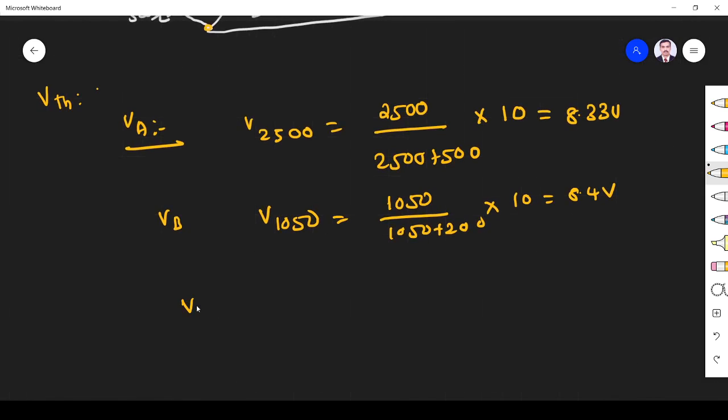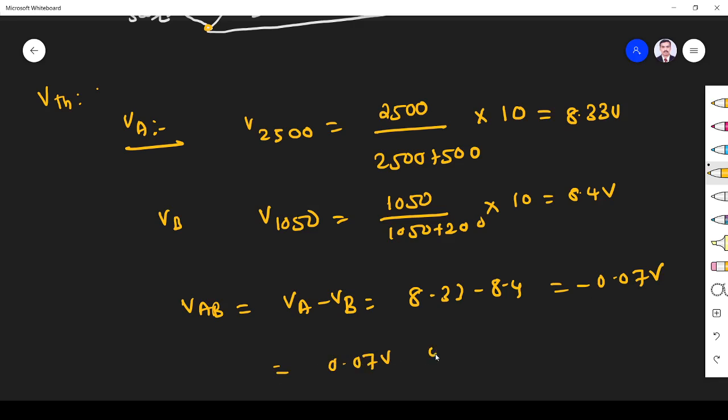So what is VAB? VAB is our VOC or VThevenin. VA minus VB, so 8.33 minus 8.4 is equal to minus 0.07 volt. Minus has come, so that means what? It is 0.07 volt with A as the positive terminal. Here you see, like that we have to change, because potential cannot be negative, so it must be plus 0.07 volt with A as the positive terminal. That is a simple logic.